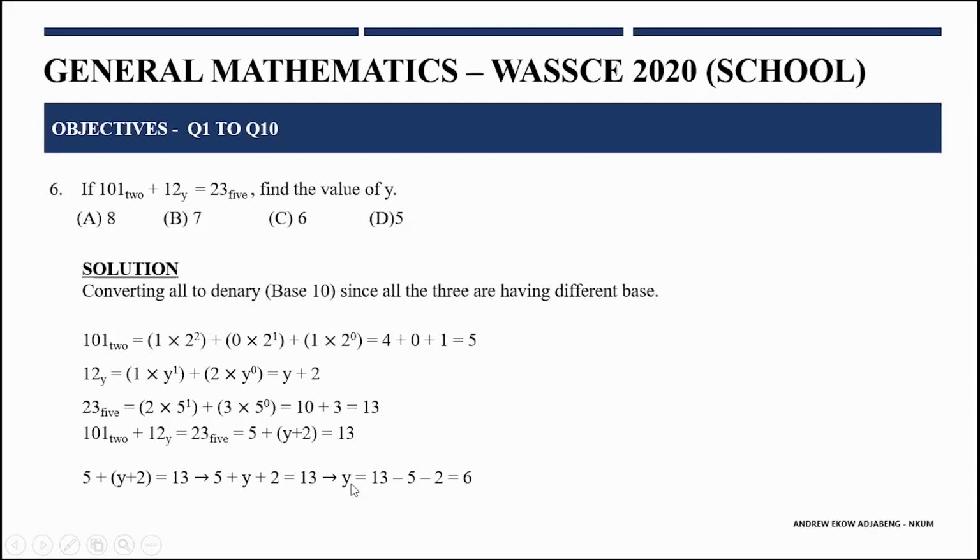This implies we have y. We make y the subject, equals 13, and all this goes to the other side, minus 5 minus 2. Let's do our simple calculation, and therefore our y equals 6 as our answer. And that is C. So C is the correct answer here.